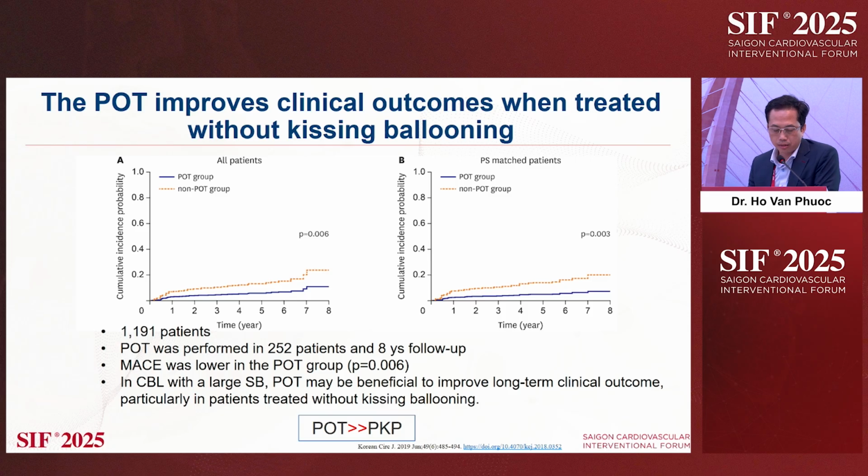According to the study, including 1,191 patients, about the bifurcation lesion intervention, it shows that in the bifurcation lesion with a large size stent, the POT might be beneficial to improve long-term clinical outcome, particularly in the patients treated without the kissing balloon.